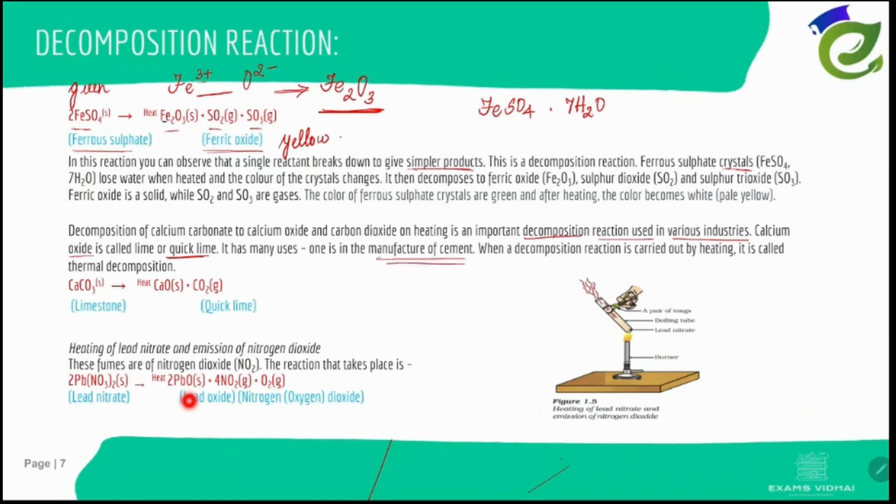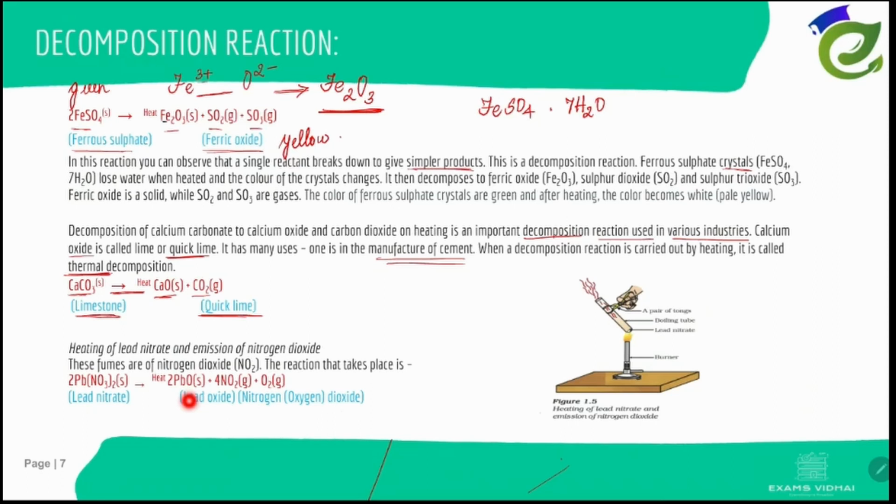When a decomposition reaction is carried out by heating, it is called thermal decomposition. As the term says, thermal means heat is involved. Thermal decomposition means it takes place in the presence of heat. Therefore, CaCO3 in the presence of heat, a thermal decomposition, produces calcium oxide and carbon dioxide. Calcium oxide is quicklime and calcium carbonate is limestone.